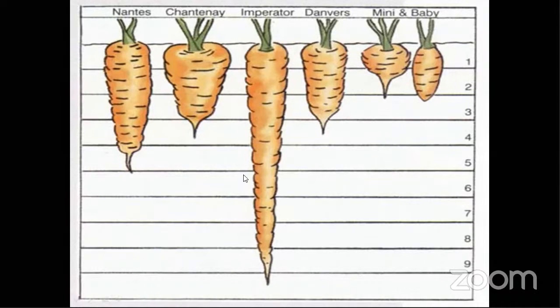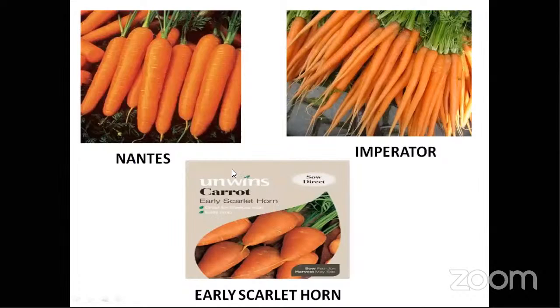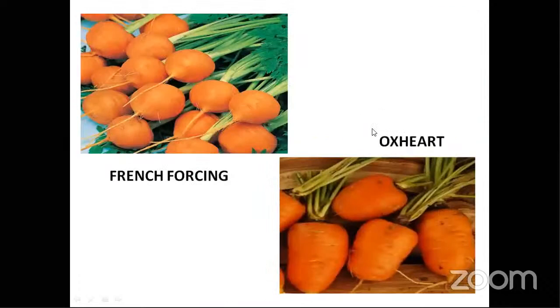You can see these roots here. The Nantes variety in the image, and the Early Scarlet Horn, which is oval, which nobody will ask you in the exam. Next, it is Imperator. You can see very long roots. Here we have French Forcing, which I have told is a round shaped variety. It looks like a beetroot or turnip, but it is a carrot. Next, Ox Heart, which is a heart shaped variety.